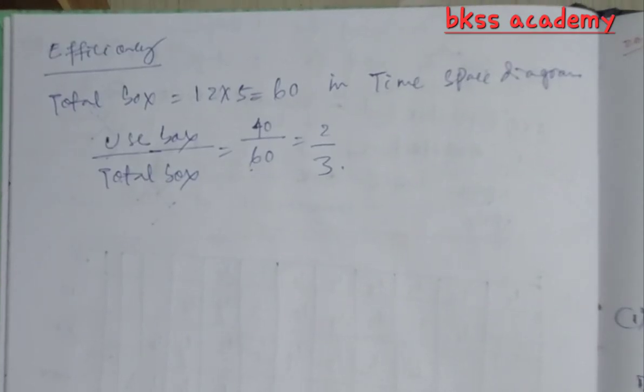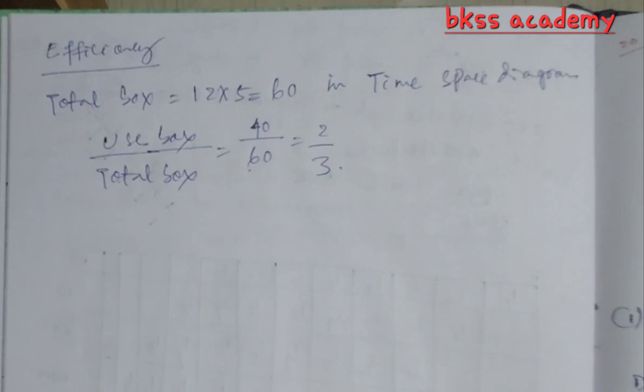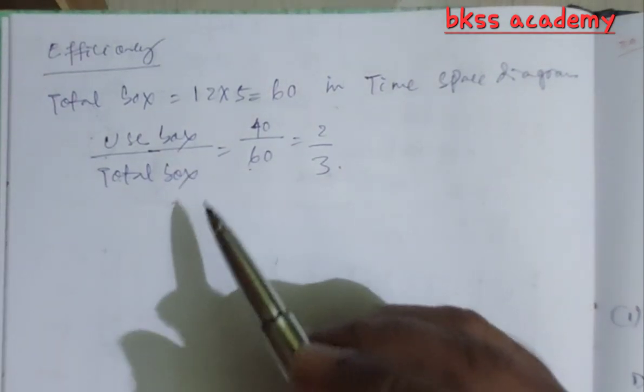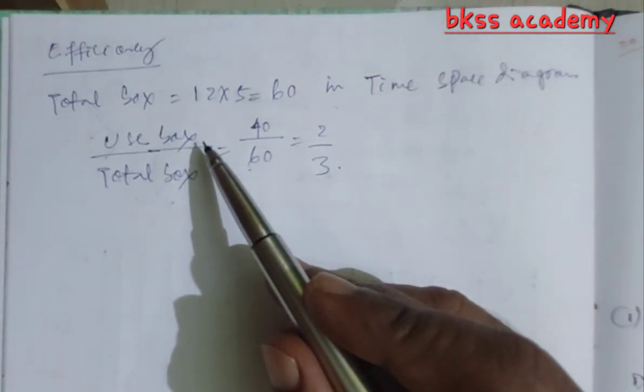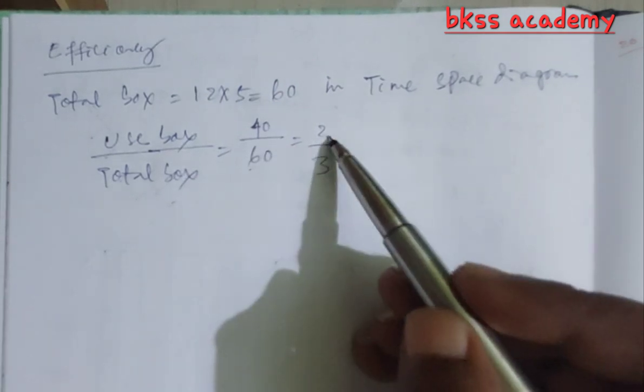Similarly, efficiency can be calculated from the space time diagram. Total boxes are equal to 12 into 5, that is 60. Used boxes are 40. So used boxes are 40 and total boxes are 60. Efficiency is calculated from the space time diagram as used boxes divided by total boxes. 40 by 60 is equal to 2 by 3.